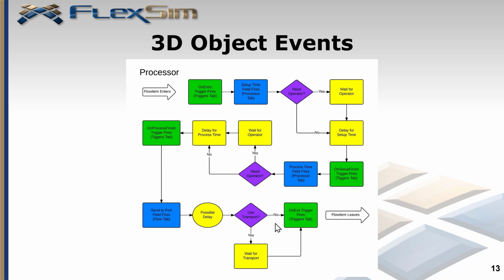Well, if a transporter is required, then we might end up having to wait for that transporter till it arrives over here and picks up the item. And then the item, when it gets picked up, or if it just naturally leaves because no transport was needed, an on-exit trigger fires, and then the flow item has left.